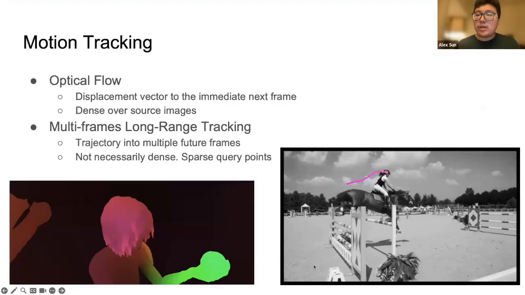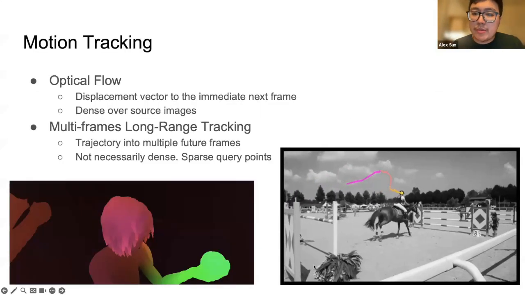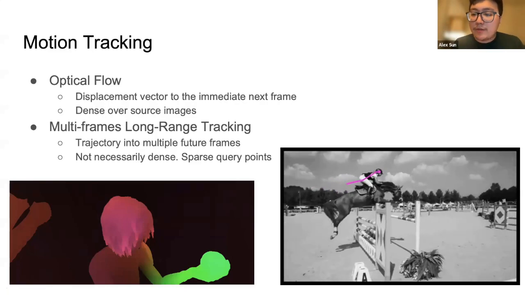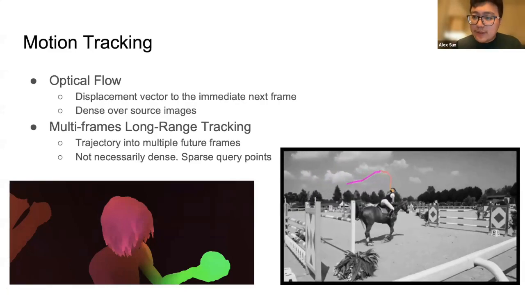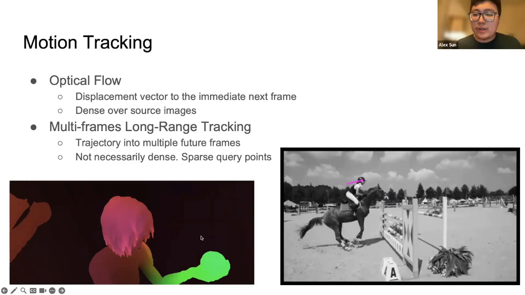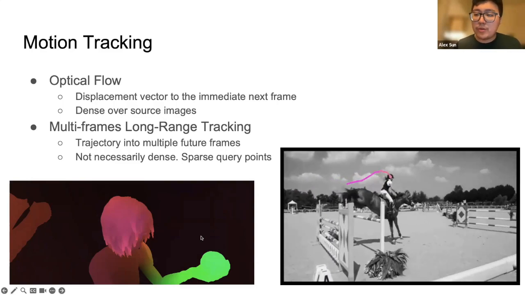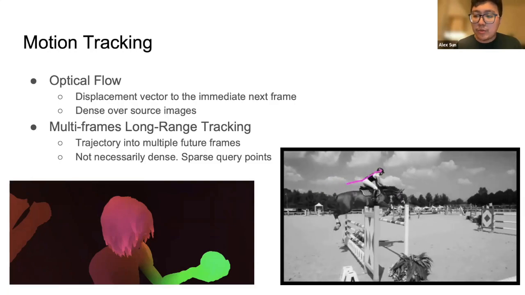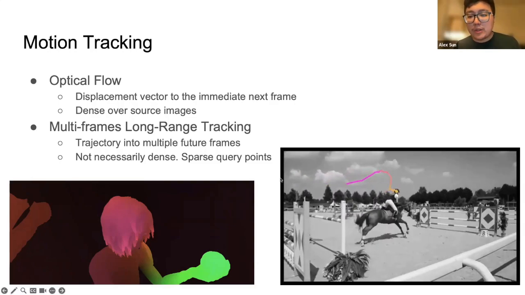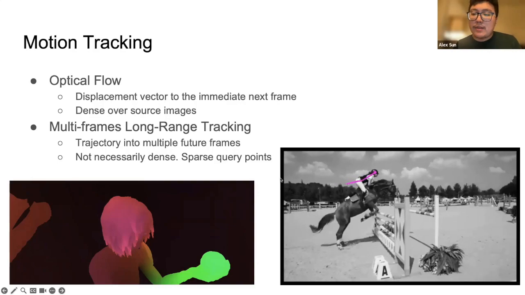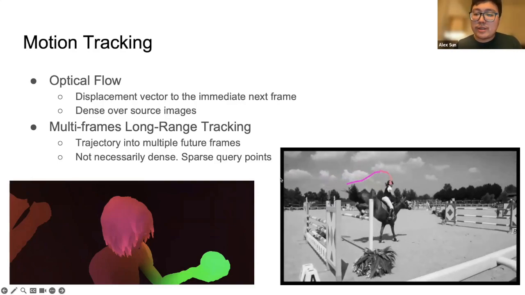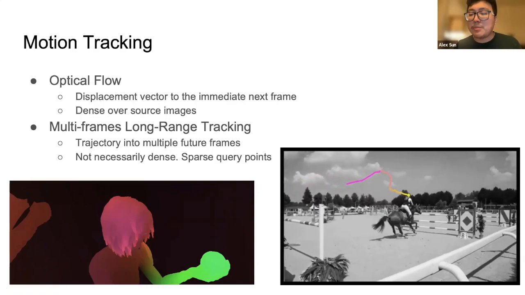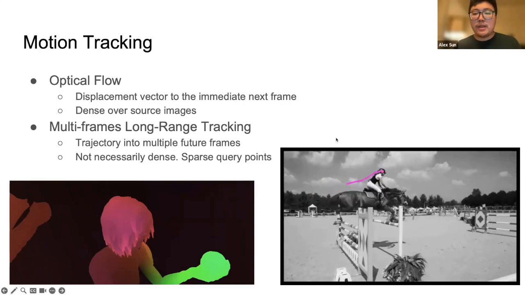And in this paper, we talk about how to refine a pre-trained motion model. There are two types of motions that we consider. The first type is optical flow, which are displacement vectors from one frame to the immediate next frame, and they can be considered as dense two-frame motions. Another type is multi-frame long-range tracking, and this is usually just a few trajectories on points we are interested in tracking, but spanning over multiple frames.